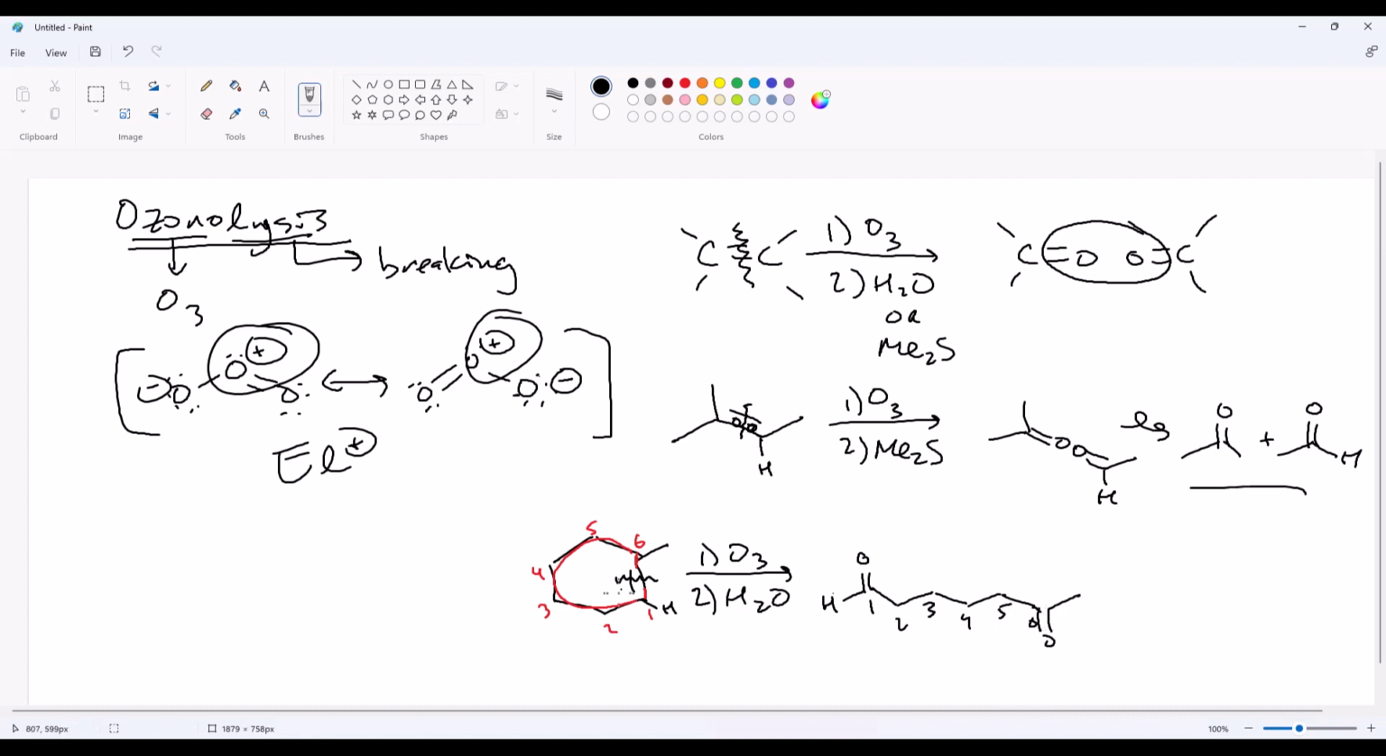So if we have a cyclic alkene, we're going to end up with a linear alkene. If we have a linear alkene, we're going to end up with two alkenes that are separate. So ozonolysis is a very powerful reaction, as is epoxidation and hydrogenation. And both can be used, all three can be used actually in more complicated synthesis.